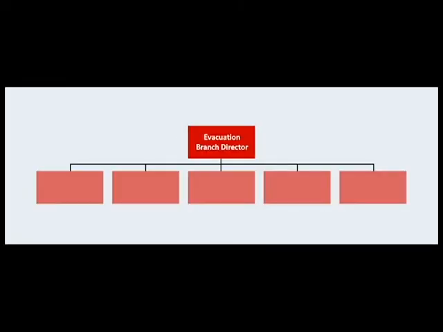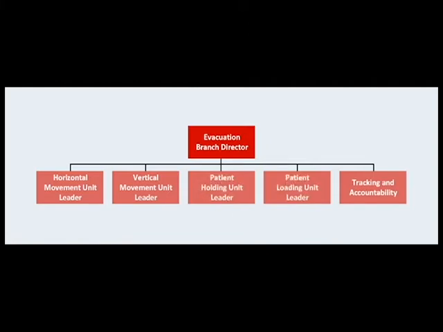There are 5 distinct activities within the evacuation branch: horizontal movement, vertical movement, patient holding, patient loading, and tracking accountability. Each activity is accomplished through the assignment of a corresponding unit within the evacuation branch. For example, the horizontal movement unit and the vertical movement unit. Each unit established has a unit leader that reports directly to the evacuation branch director. These include the horizontal movement unit leader, vertical movement unit leader, patient holding unit leader, patient loading unit leader, and tracking and accountability unit leader.